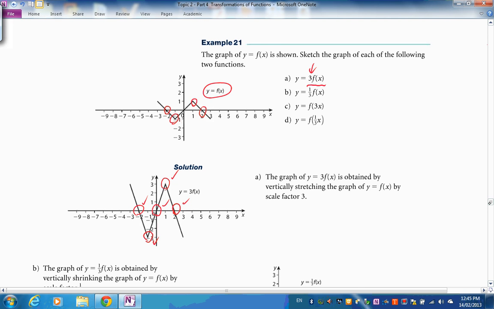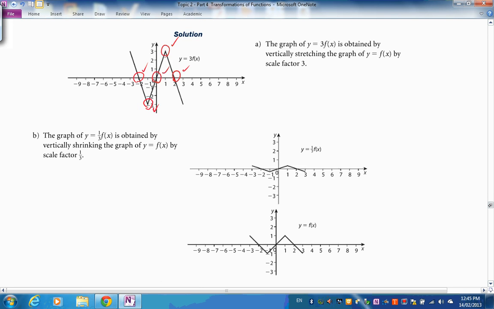Okay, let's look at the next one, a third f of x. So we're still doing this in the vertical direction. Here is our function, I'll put it underneath. 1 was 1, so 1 now is only a third. But this is shrinking it, because we're multiplying by a fraction in front. So here, neg 1 was neg 1, now it's only a third. The zeros stay the same, because a third of 0 is 0. So they all stay the same.